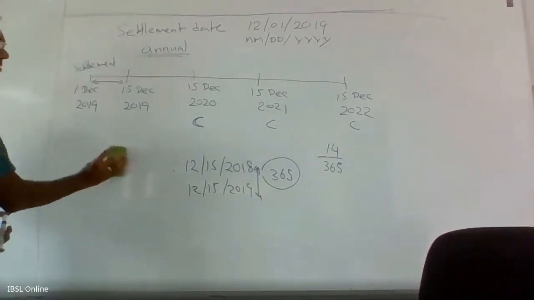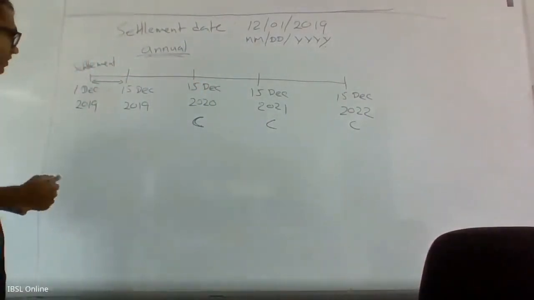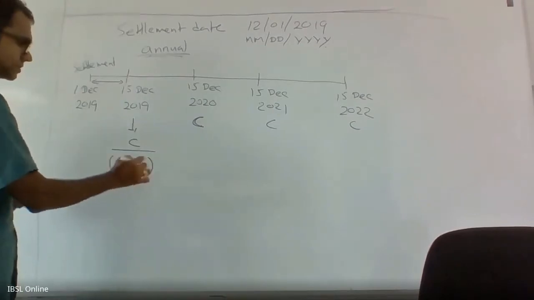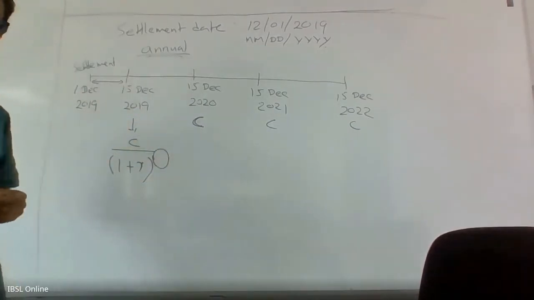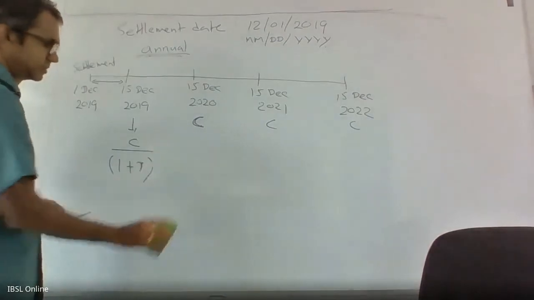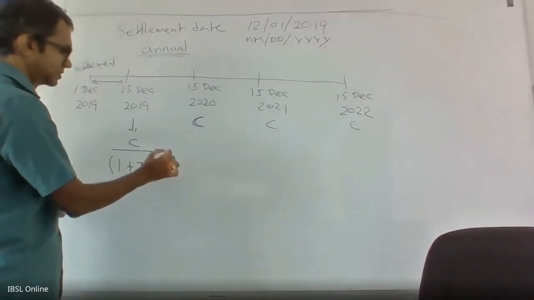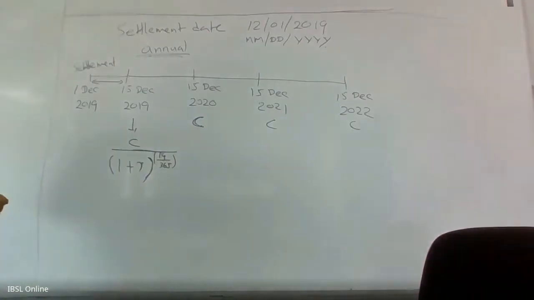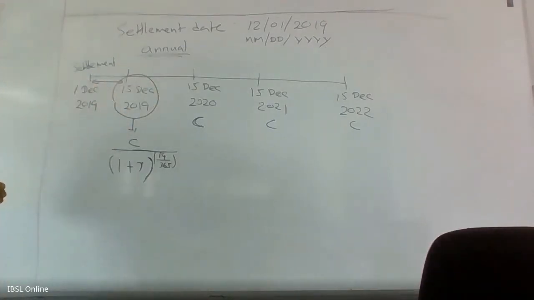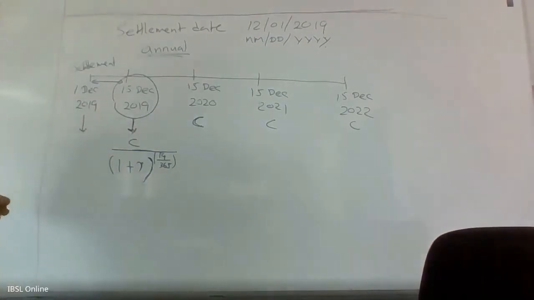Now you have the timing. You can discount this cash flow. When you discount this cash flow, C divided by 1 plus R, what should go here? It's not a 1 year period, it's not a 2 year period, but it's that fraction, 14 over 365. This is the present value of the coupon that you are going to receive on December 15th, the present value as of December 1st, 2019.